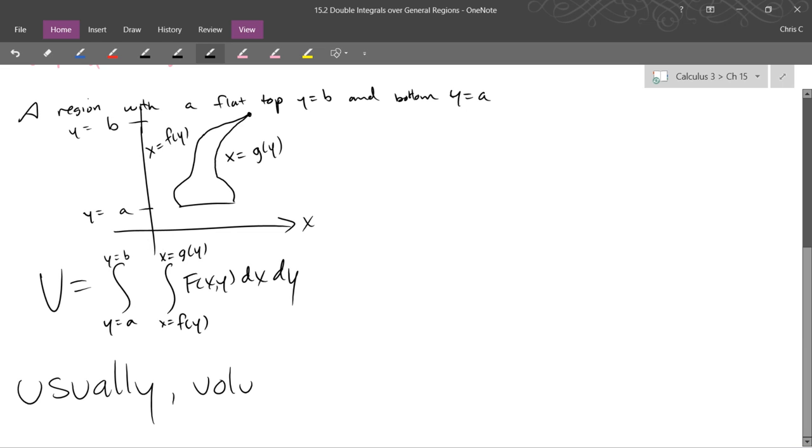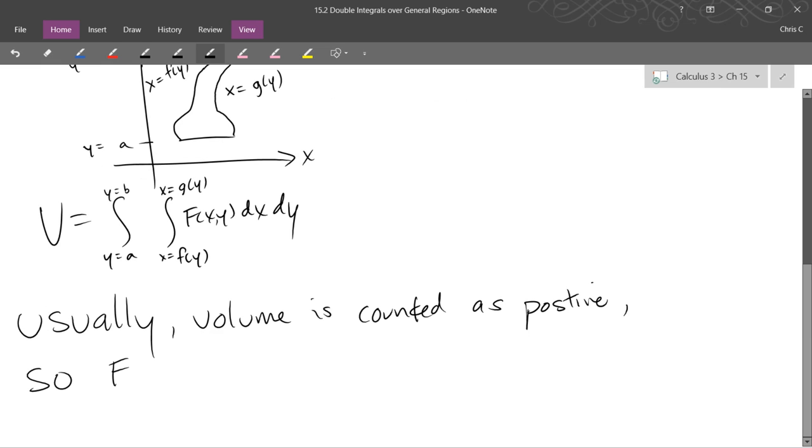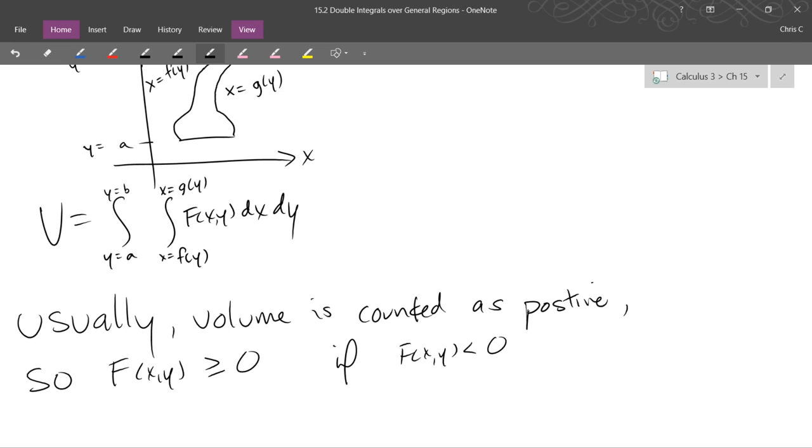Usually volume is counted as positive. So f of x, y, or whatever variables, should generally be greater than or equal to 0. If it is negative, you generally are going to make it positive by putting a negative in front of it. So if f of x, y is less than 0, you're going to compute this part separately as a second volume. So compute separately, then make this volume positive.